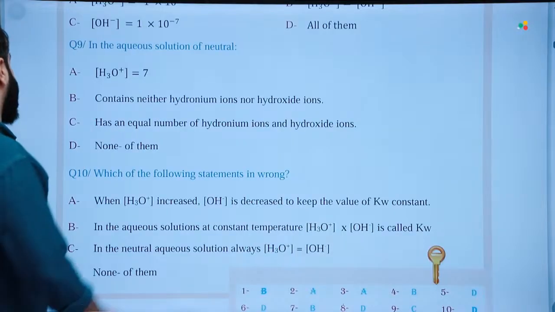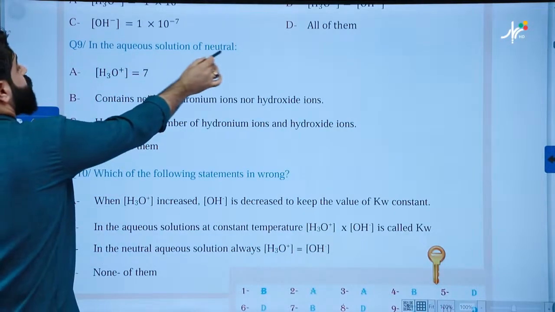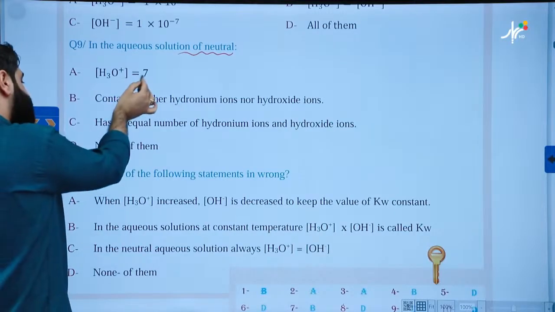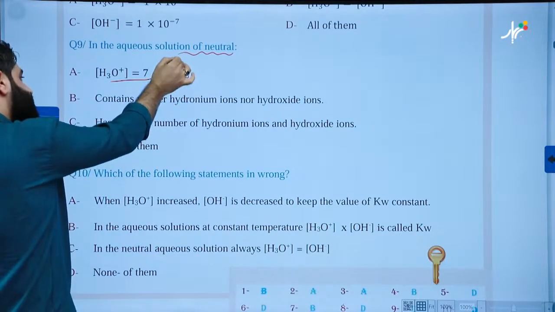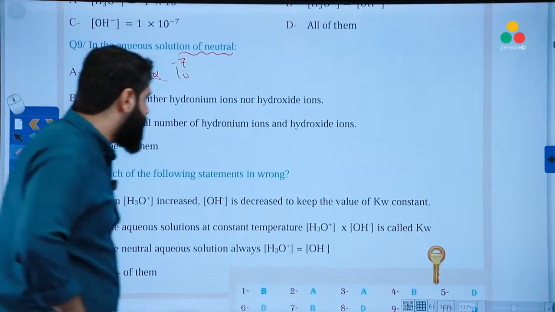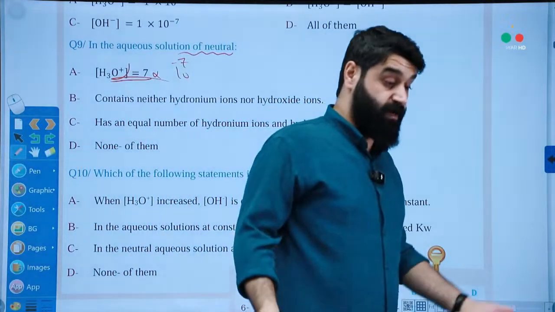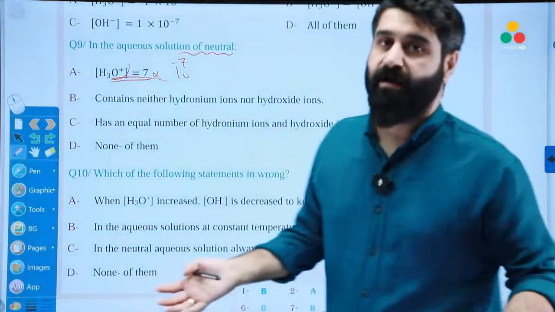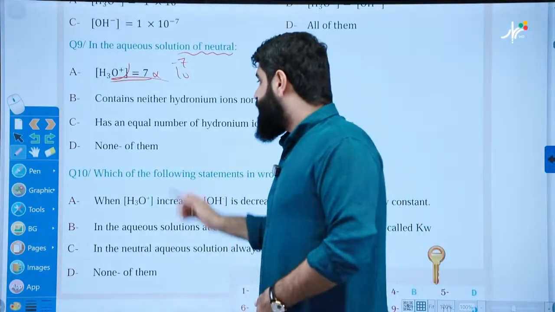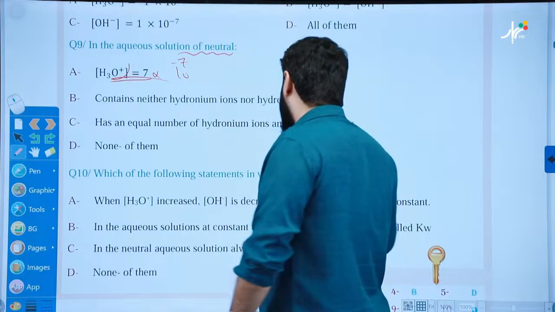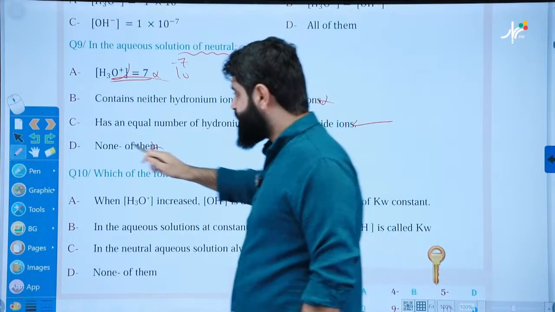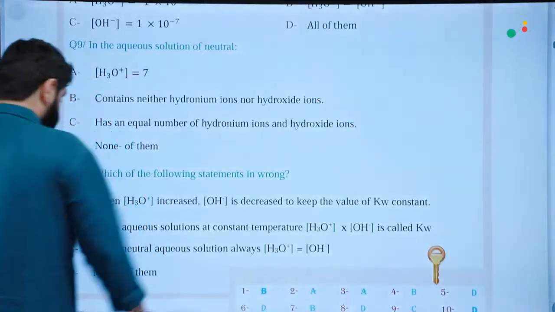This will be your homework. Look, in the aqueous solution of neutral, hydronium equals to this. No, hydronium equals to 1 times 10 to negative 7. Incorrect. Contains neither hydronium and hydroxide? No, we have hydronium and hydroxide in all aqueous solutions. This is incorrect. Has an equal number of hydronium and hydroxide ions? Yes, true. None of them, no. C is correct. This is your homework.